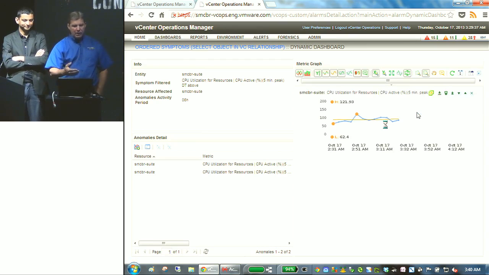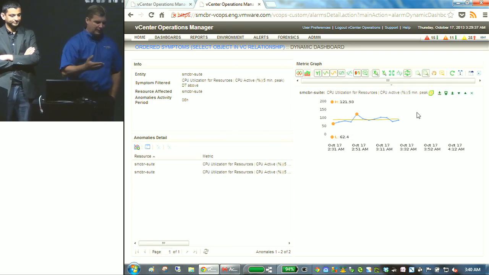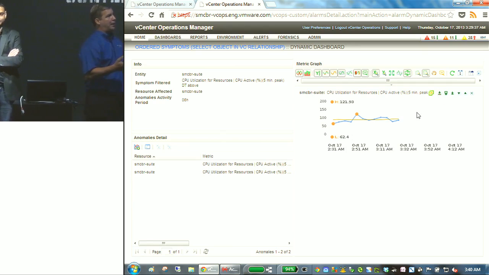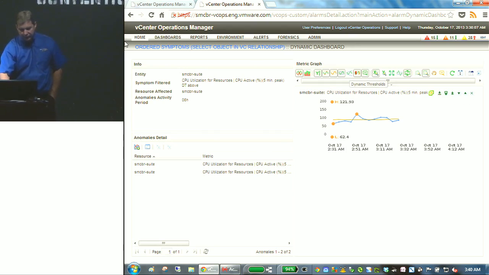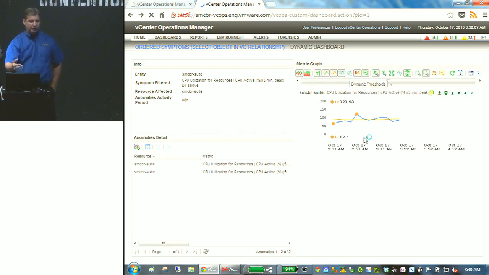So I went and selected that co-stop issue that was happening, and then I went to go graph its symptom, and now you can see the graph of the symptom there. This is the DT above. There's the instances that it happened, which is the anomalies detail, and then I can quickly get a graph of the metric over time. And I can close this out and go back to another metric and diagnose it as well.